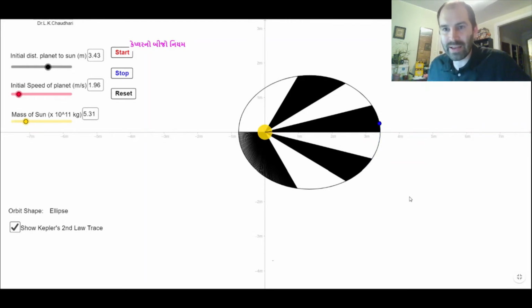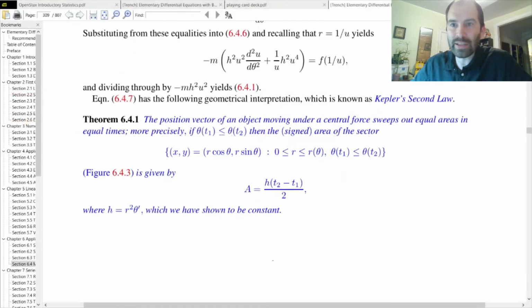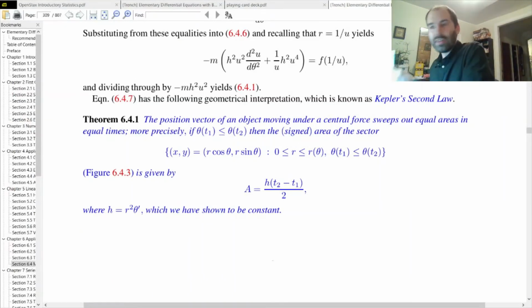It says that equal time intervals will correspond to sweeping out equal areas. And that really governs the speed of this object as it's orbiting the sun, right? So that's a pretty cool result. Okay, and we can prove this result from what we've seen. All right, so let's go do this. Okay, so here we go.